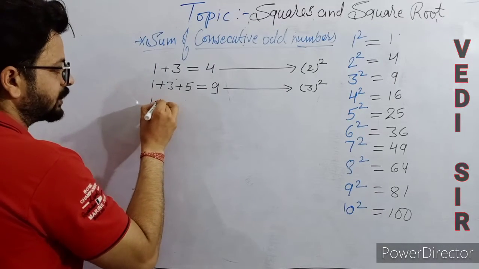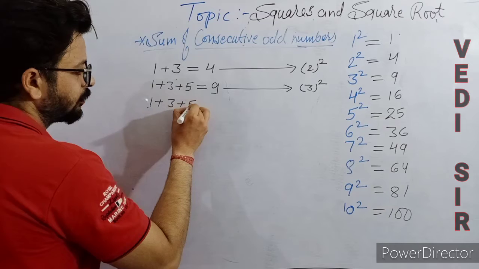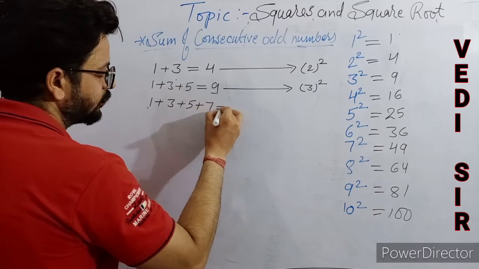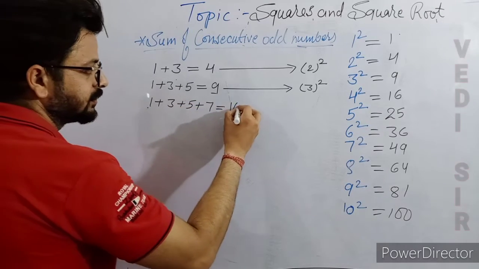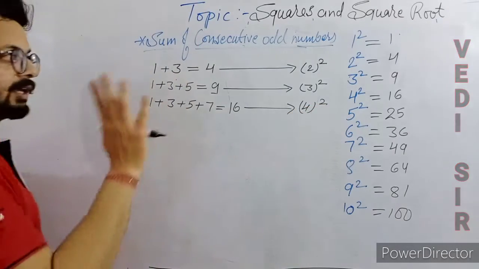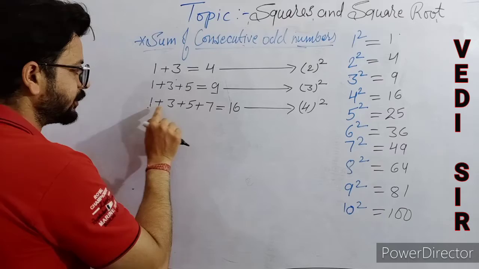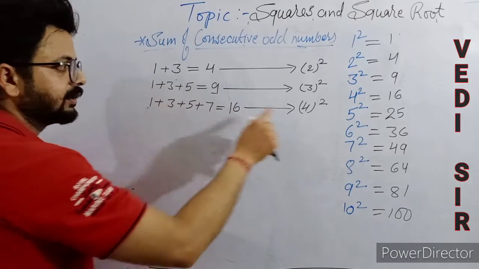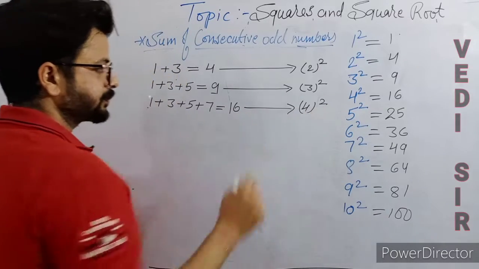Again, I am writing 1 plus 3 plus 5 plus 7. What will the sum be? 16. This is the square of 4. Again, note down the logic. 1, 2, 3, 4. 4 numbers are there and it's the square of 4.